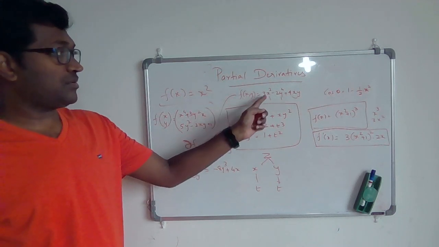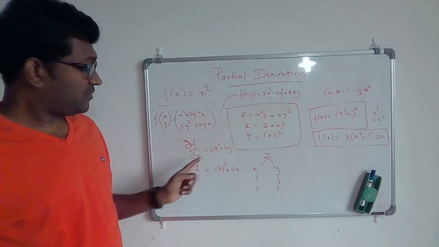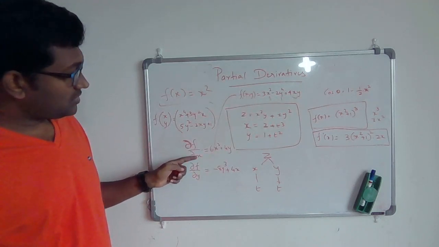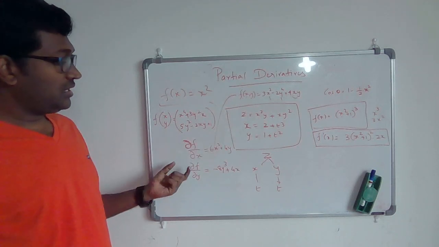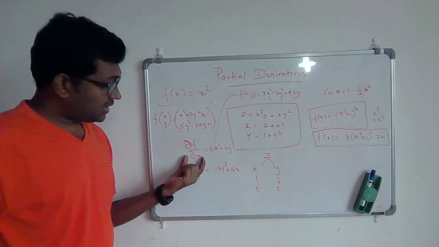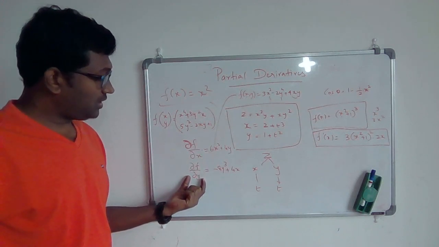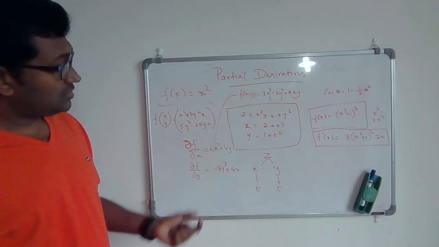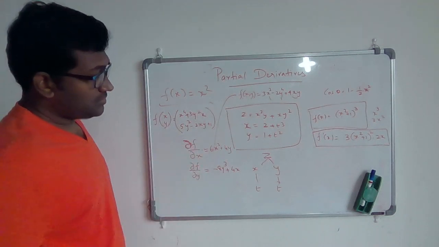F of x, y is equal to 3x squared minus 2y to the power of 4 plus 4xy. Derivative of the function with respect to x, and the function with respect to y. This is called partial derivative. When you take the derivative with respect to x, you treat y as constant. When you take the derivative with respect to y, you treat x as constant. So these are your first order partial derivatives.